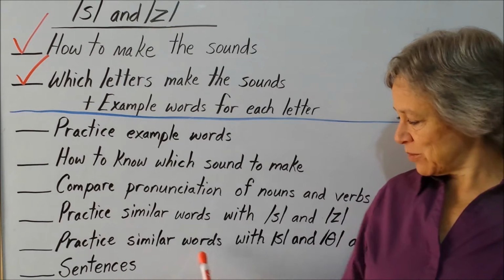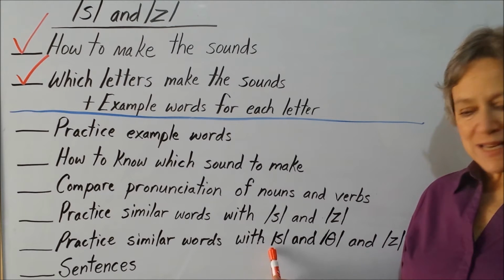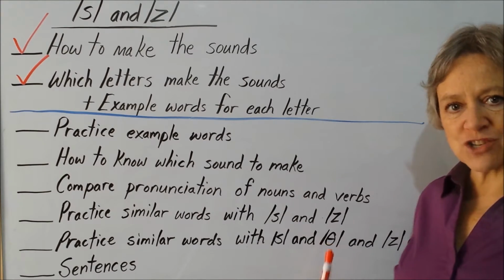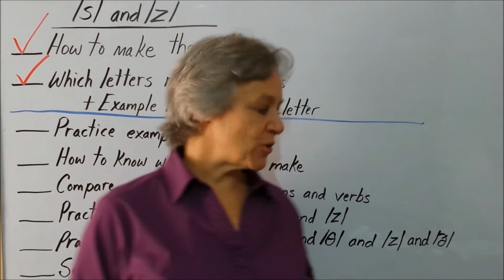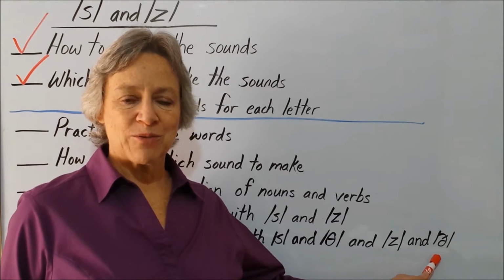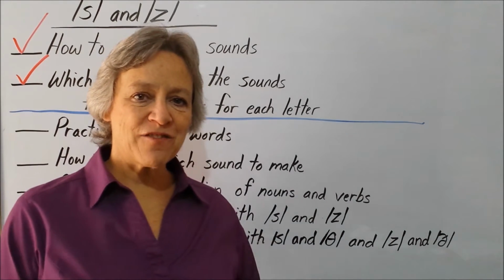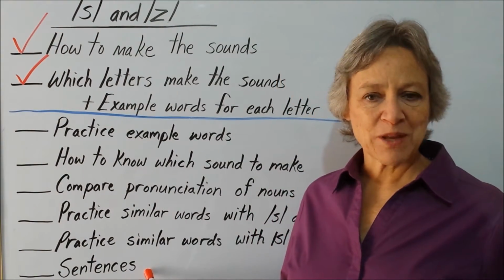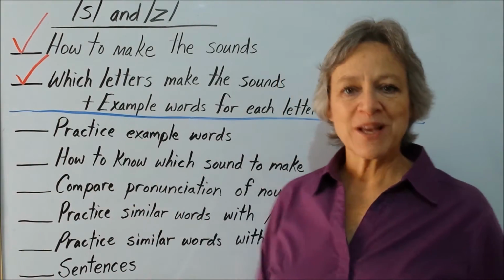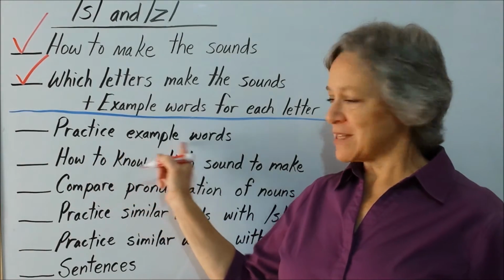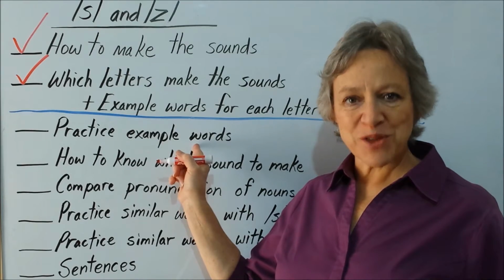And I will practice similar words with S and F. This is a sound made with the letters TH. And also similar words with Z and F, which is the other TH sound. And finally, I will give you some sentences to practice with me. So this is part 2. Let's get started. I would like to give you some example words to practice with me.